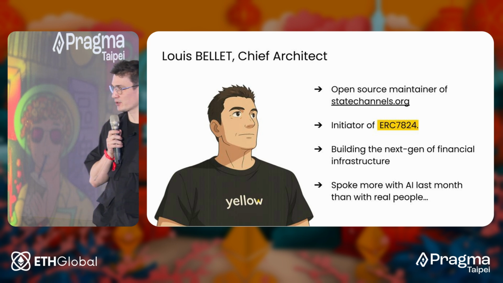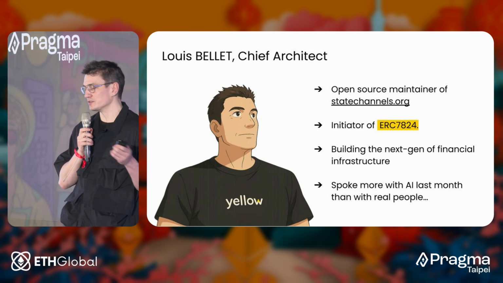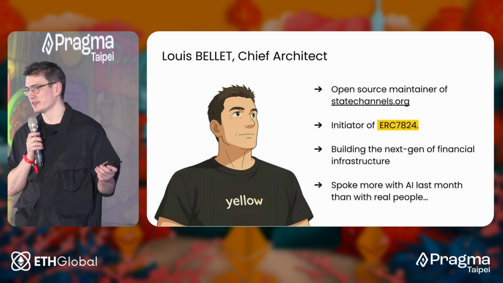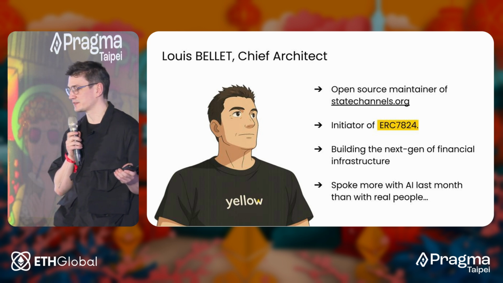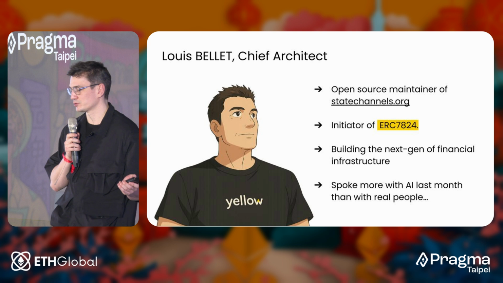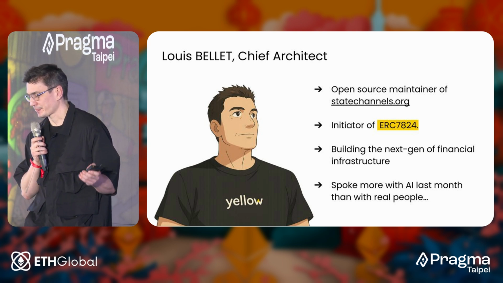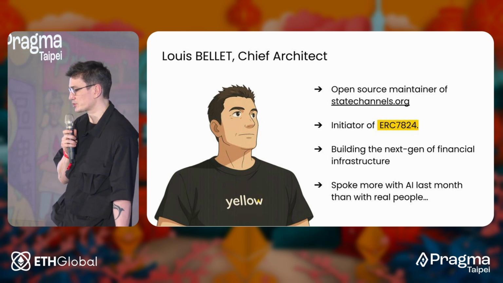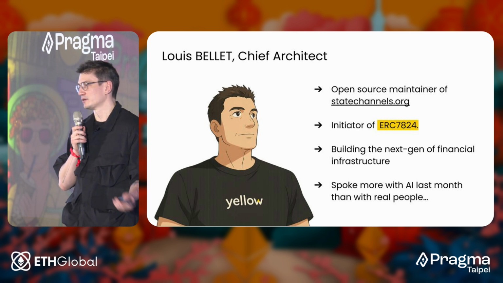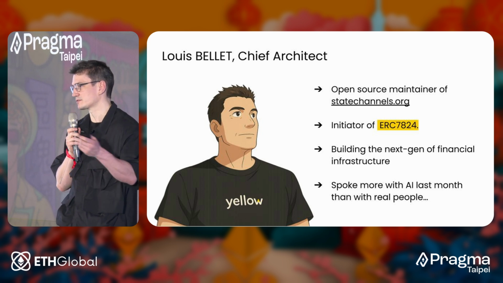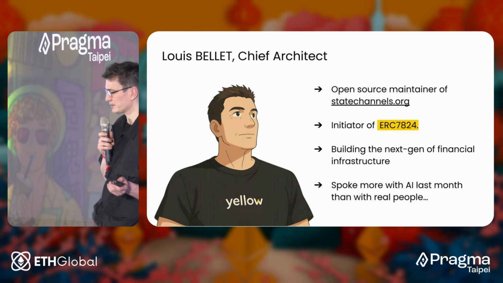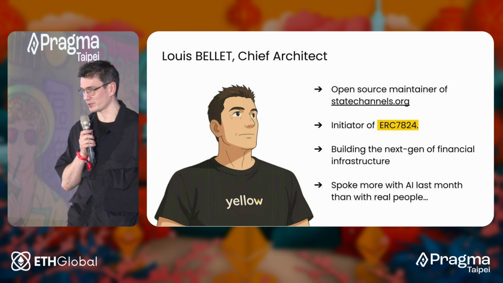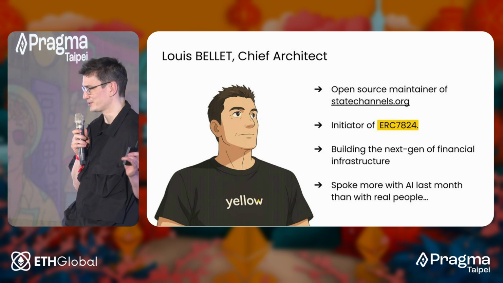So I'm the open source maintainer of statechannel.org, which is historically the Ethereum initiative for state channels. I'm the initiator of an ERC called 7824. I invite you to have a look. And my work is to build the next generation of financial infrastructure, a high-speed trading network, hence why we use state channels. And in the last month, I've been spending more time speaking with AI than with real people. Like today might be the maximum of myself speaking to humans.